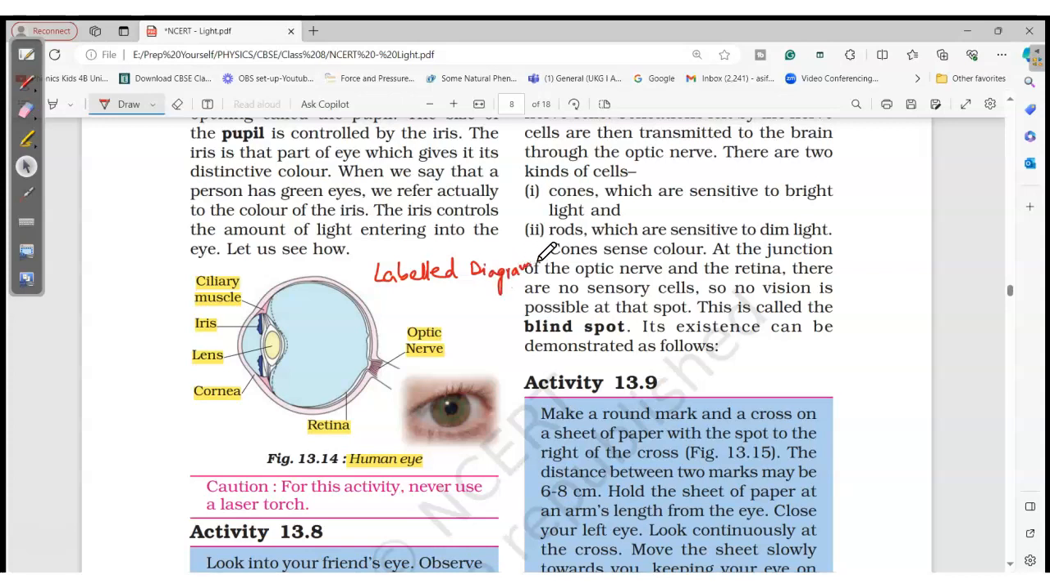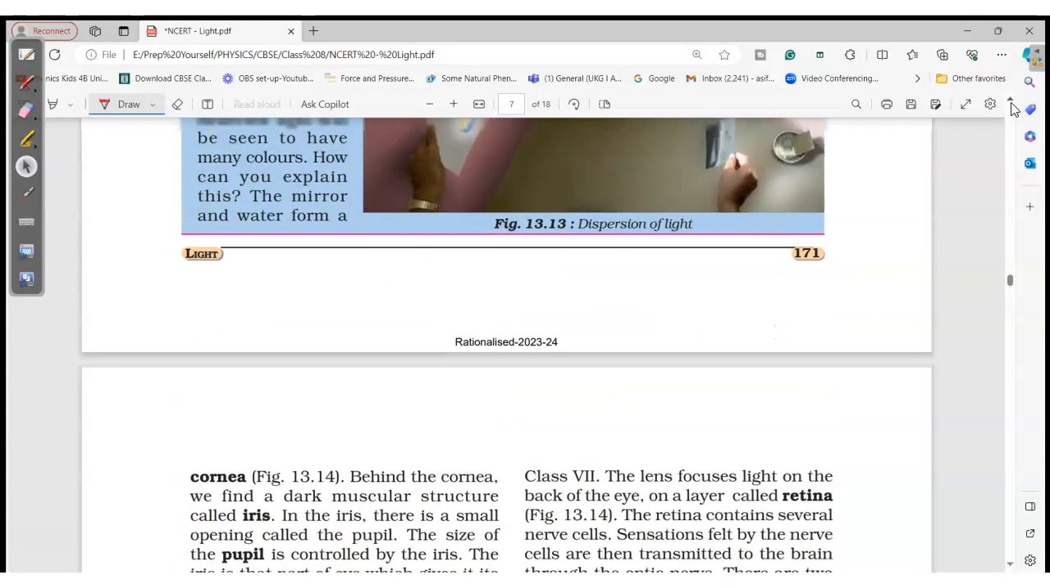So this is important, firstly. And secondly, what is important is to know the functions of each part of the eye. What is the function of a ciliary muscle? What is the function of iris? What does a lens do? What is cornea? What is the function of retina? What is the function of optic nerve? All this should be clear to us. So let us see one by one.